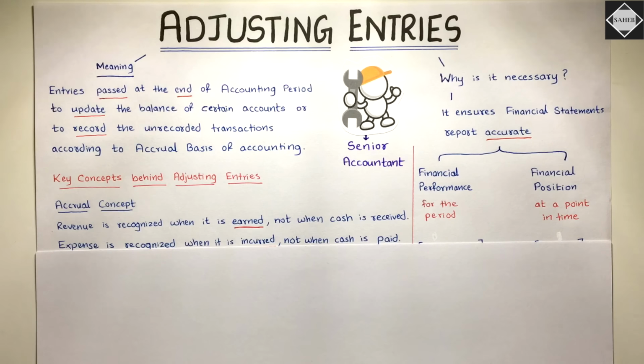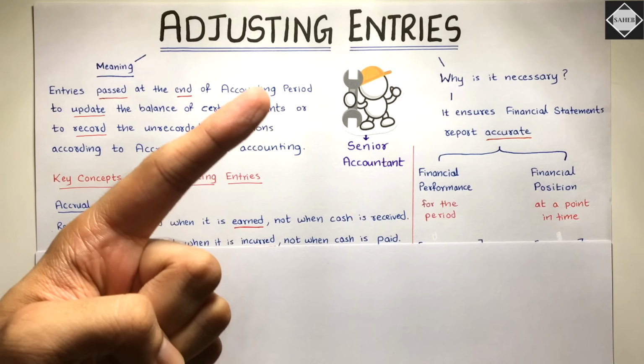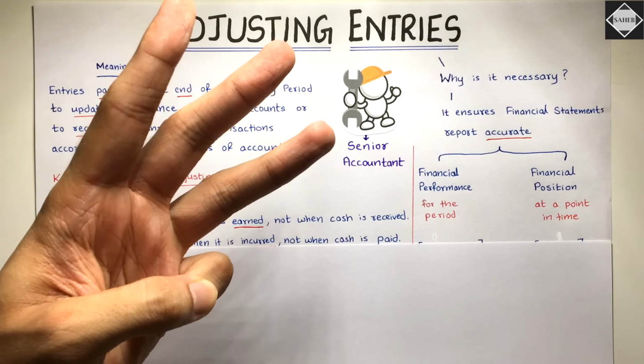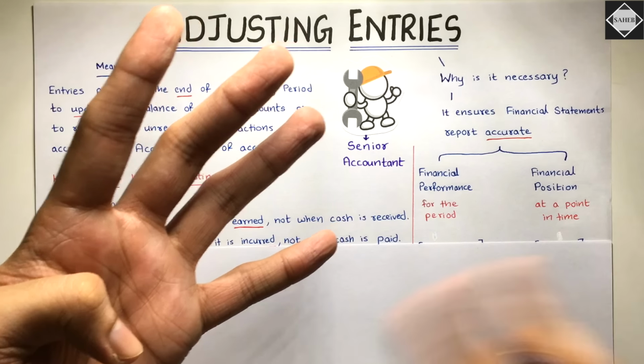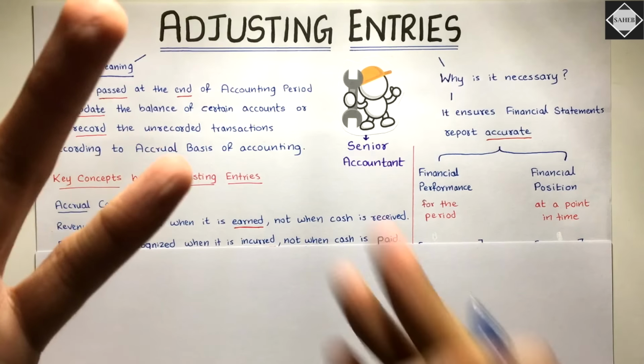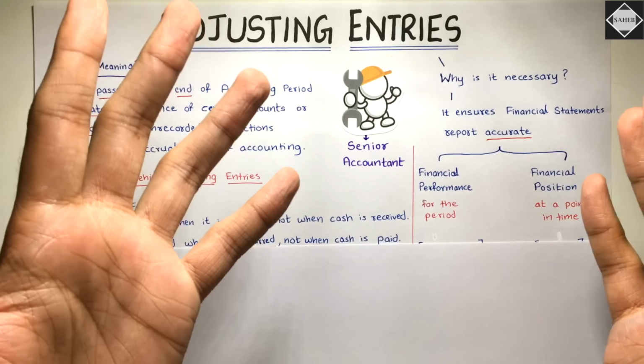Today in this video we are going to understand what are adjusting entries. We are going to understand this in very much detail: the meaning of adjusting entries, who will pass these entries, when are we going to pass them, why is this necessary, what's the logic behind this. We have heard we always pass the adjusting entries. Why do we always need adjustment? All these things we are going to discuss.